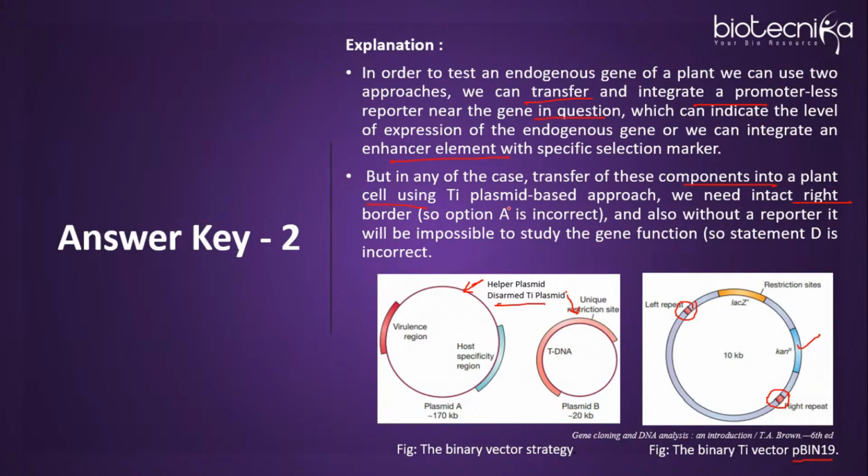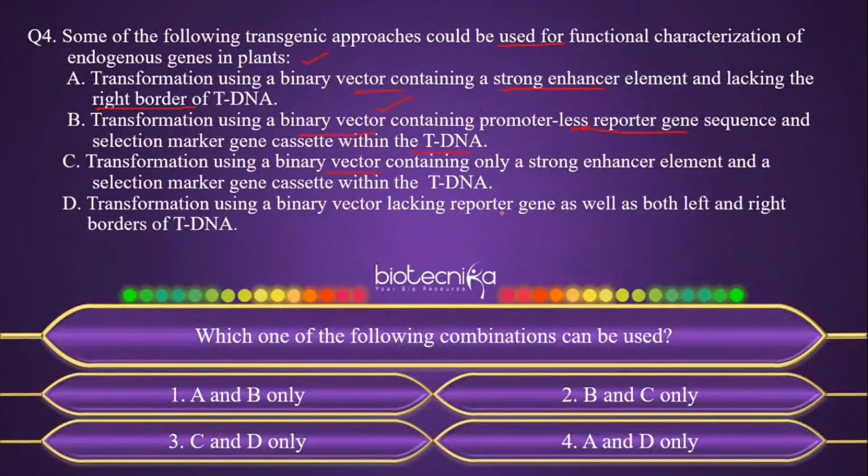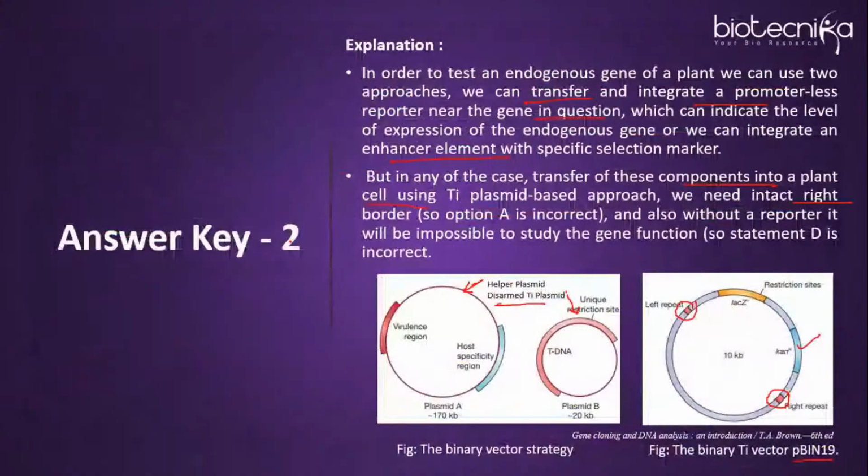And when I say the right border is important, if you see statement A, it says lacking the right border. So if the right border of T-DNA is missing, this is not the correct statement. Similarly, in D also, first of all, it is mentioned lacking reporter gene and left and right border. So again, this is an incorrect statement, because if you want to study the gene function, you need a reporter. Fine? And this is the reason that the answer is option 2.